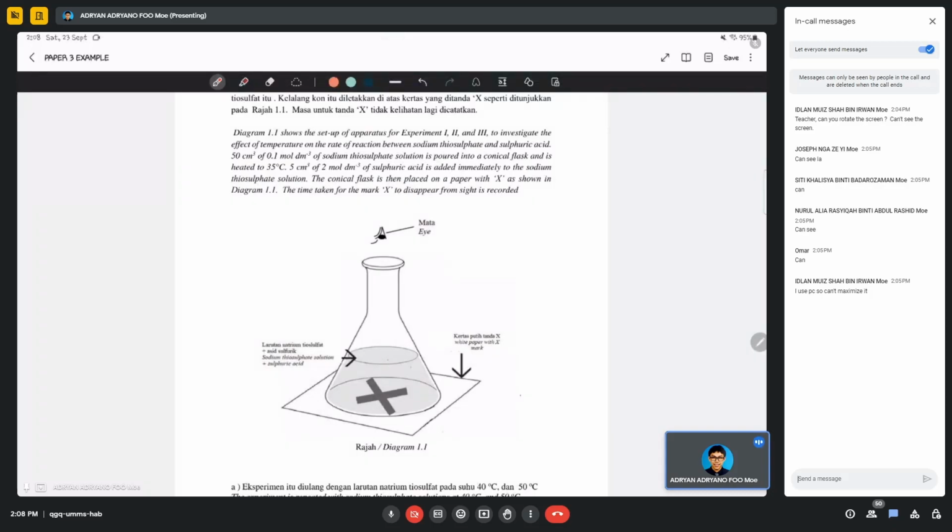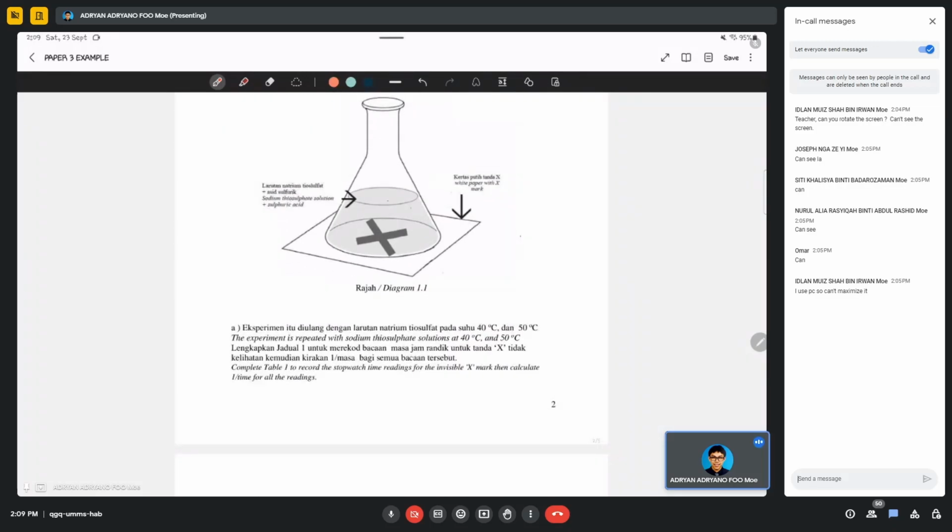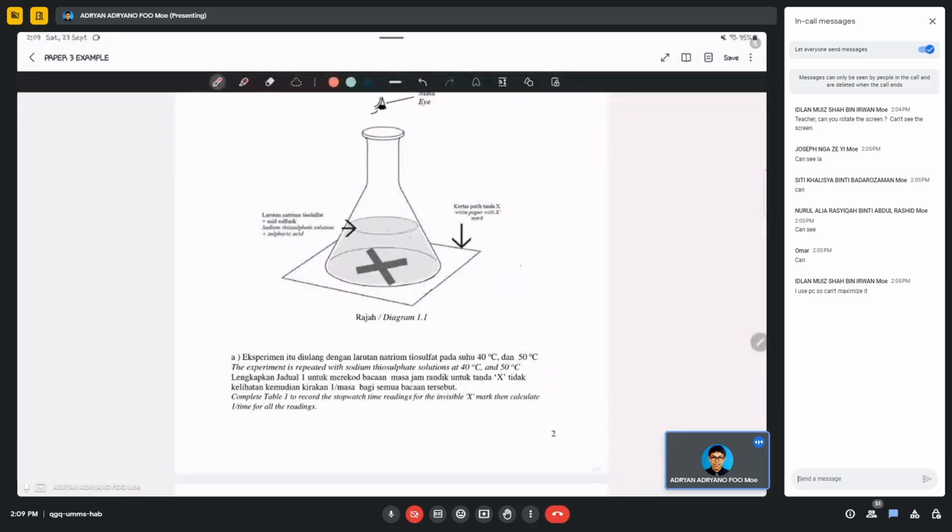50 cm³ of 0.1 mol dm⁻³ sodium thiosulfate is poured into a conical flask and is heated to 35 degrees. 5 cm³ of 2 mol dm⁻³ sulfuric acid is added immediately to the sodium thiosulfate. The conical flask is then placed on the paper with X as shown in diagram 1.1. The time taken for the mark X to disappear from sight is recorded. Complete table 1 to record the stopwatch time reading for the invisible X mark. Then calculate 1 over time for all the readings.